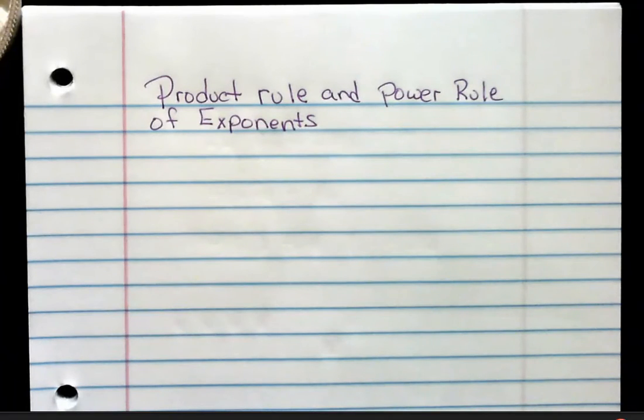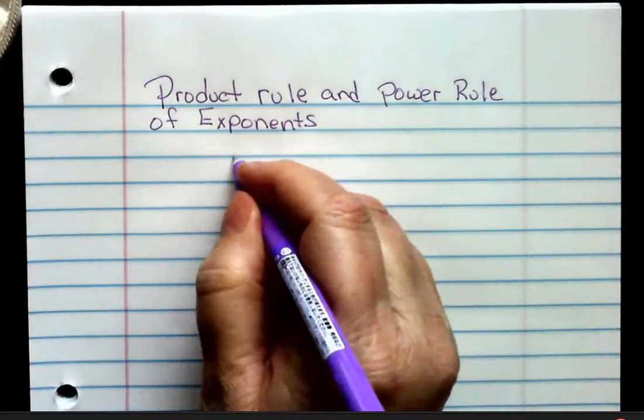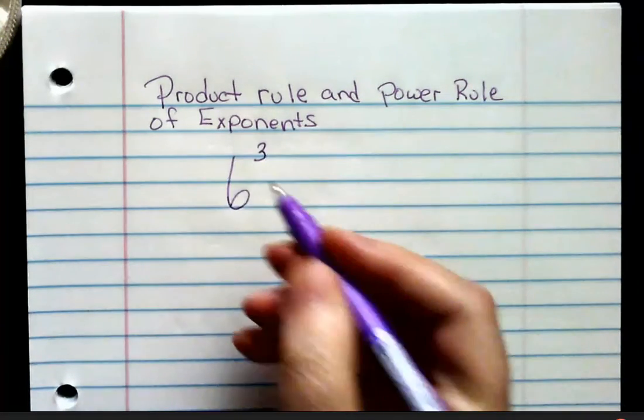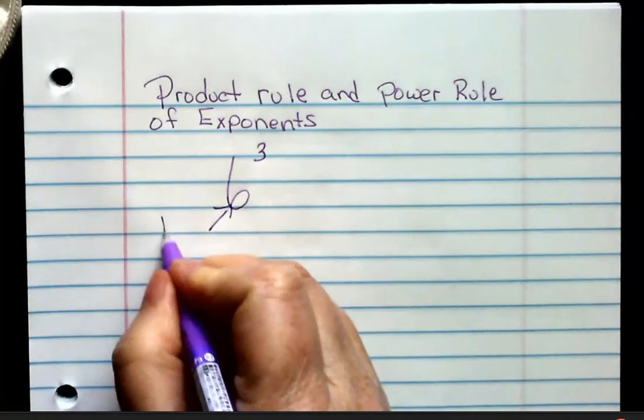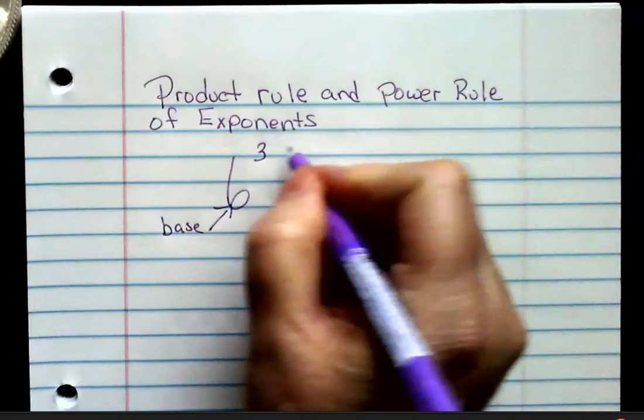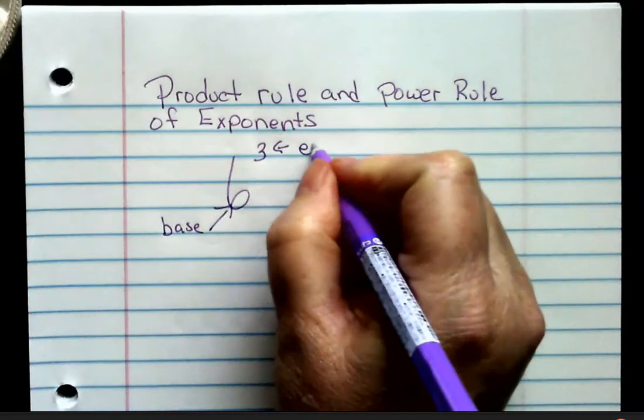Okay, so we're going to talk about the product rule and power rule of exponents. Before we talk about that, we need to talk about the parts of an exponent. So we have the big number and the little number. This big number is called the base. This little number is called the exponent.